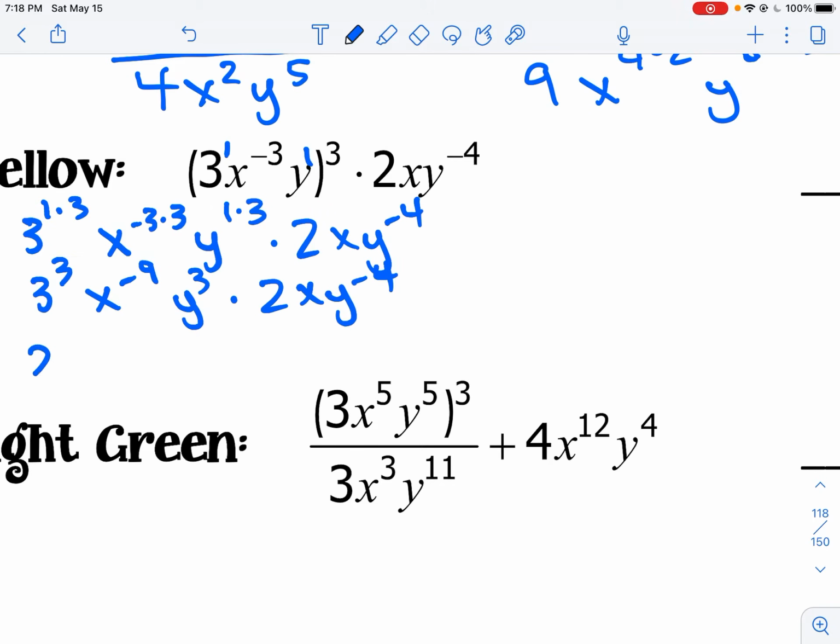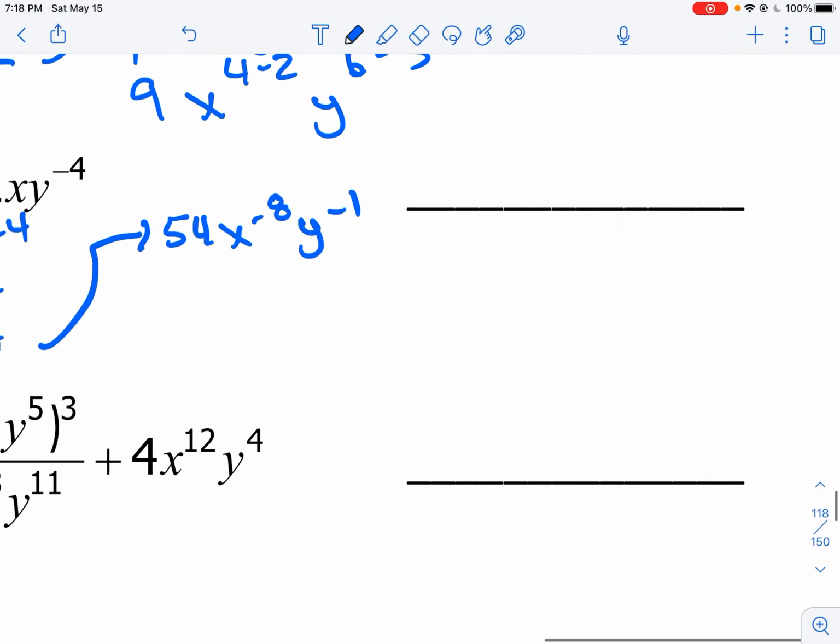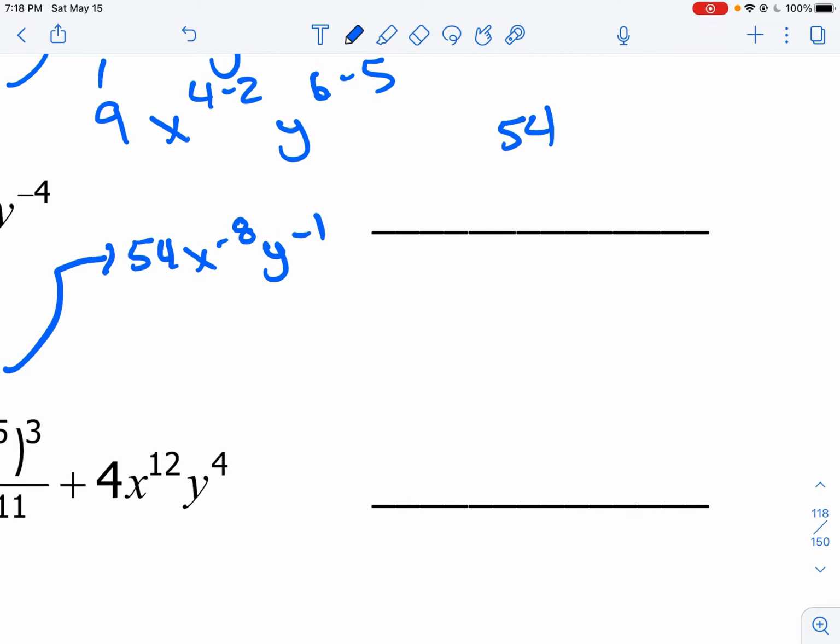3 to the 3rd is 27. We multiply that by 2. We have an invisible 1 there. So x to the negative 9 plus 1, y to the 3rd plus a negative 4. That would get me 54 x to the negative 8, y to the negative 1. So the 54 stays where it is in the numerator. X to the 8th moves to the denominator. Y to the negative 1 moves to the denominator.